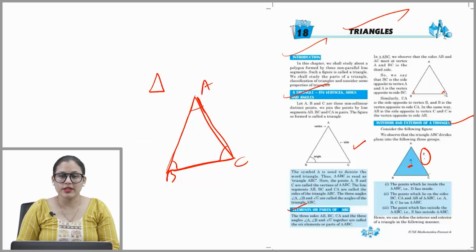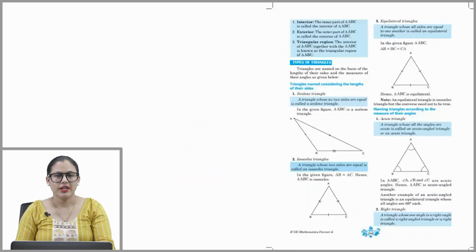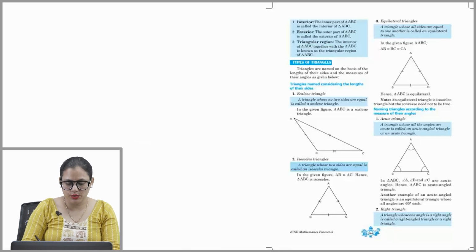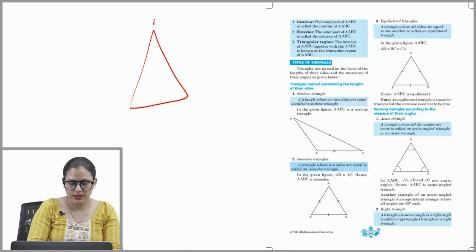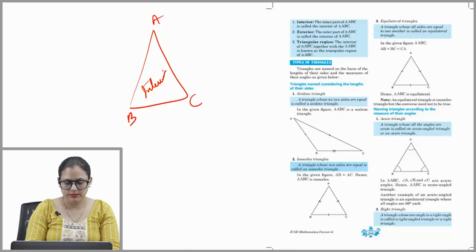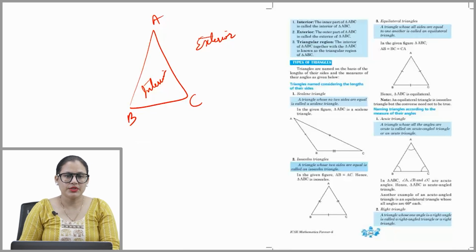Hence, we can define the interior and exterior of a triangle in the following manner. Number 1, interior. The inner part of a triangle ABC is called the interior of triangle ABC. This is the interior part. Okay. Exterior, the outer part. This is the exterior, the outer part of triangle ABC. Number 3, triangular region. The interior of triangle ABC together with the triangle ABC is known as the triangular region of triangle ABC. Okay.